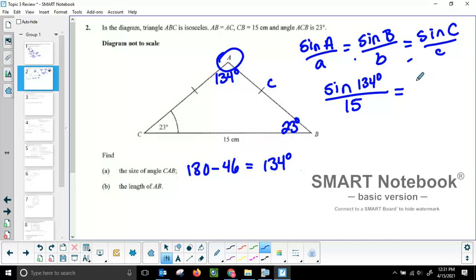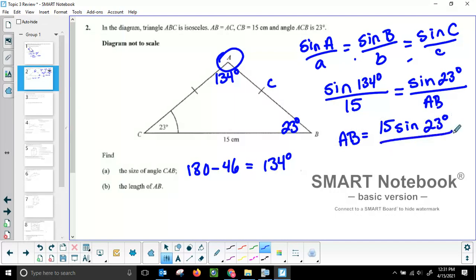Here we'll say that that is equal to the sine of 23 degrees over, and we'll just use IB's terminology here, side AB. So here we just cross multiply, and then we end up dividing by the sine of 134. So AB is going to equal 15 times the sine of 23 degrees over the sine of 134 degrees.